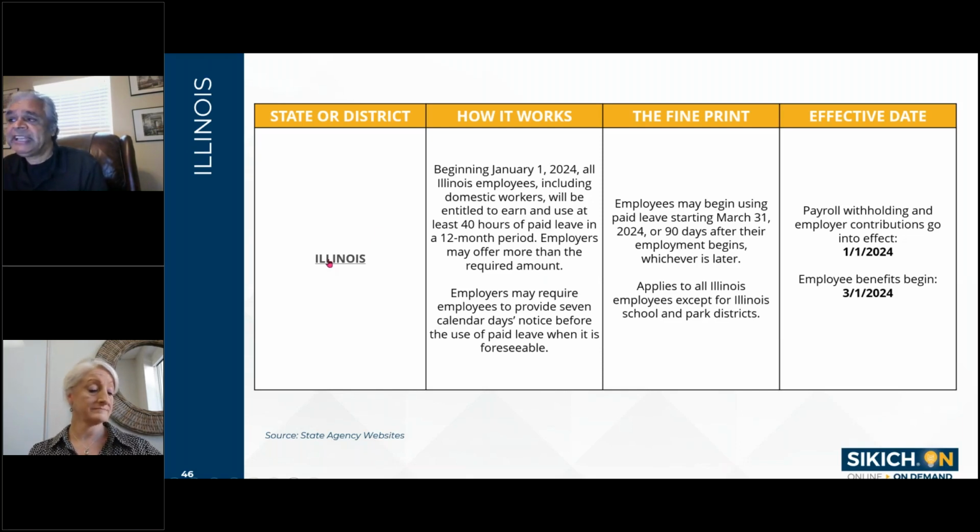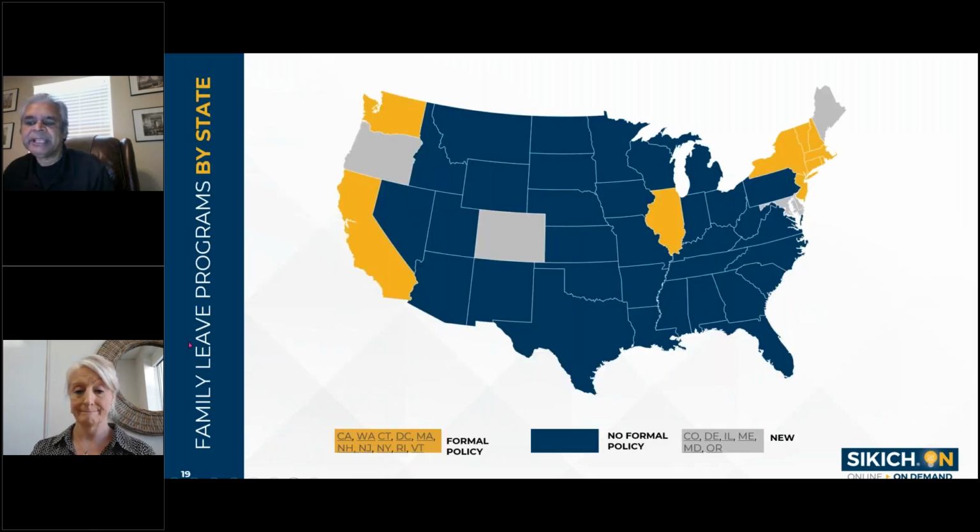Employees may begin using paid leave starting March 31, 2024, or 90 days after their employment begins, whichever is later. So there is a condition there. Okay. It applies to all Illinois employees except for Illinois school and park districts. So if you work for a school district, you don't need to worry about it. Okay. But for all the commercial organizations, yes, it is a brand new policy that's going into effect, okay? Starting March 1, 2024 for the employees and January 1, 2024 for the employers, okay?